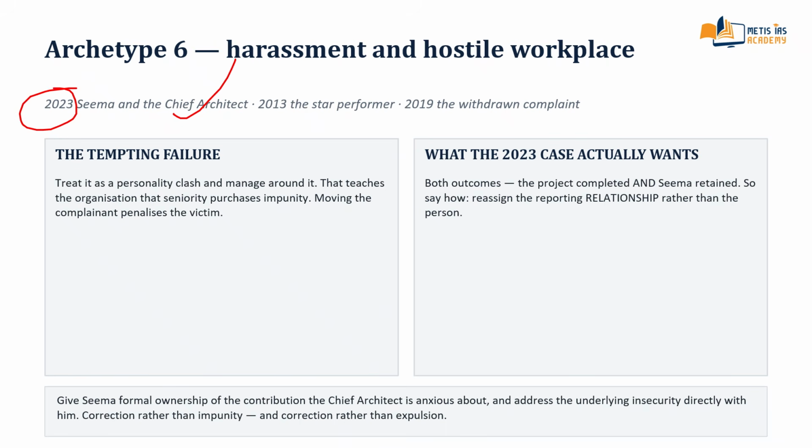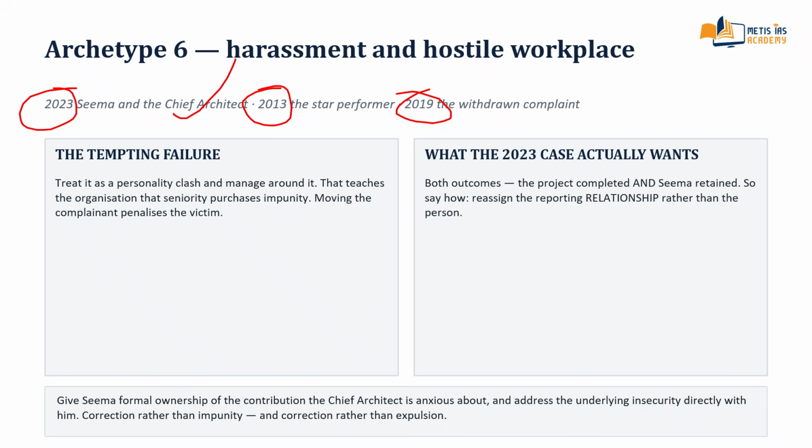A star performer harassing a colleague who resigns rather than file a complaint. This is a 2013 case. And a company pressuring a complainant to withdraw, 2019. What is the defining feature here? Misconduct complicated by a power asymmetry. The wrongdoer is senior, valuable, or protected. The person harmed is vulnerable or about to leave.